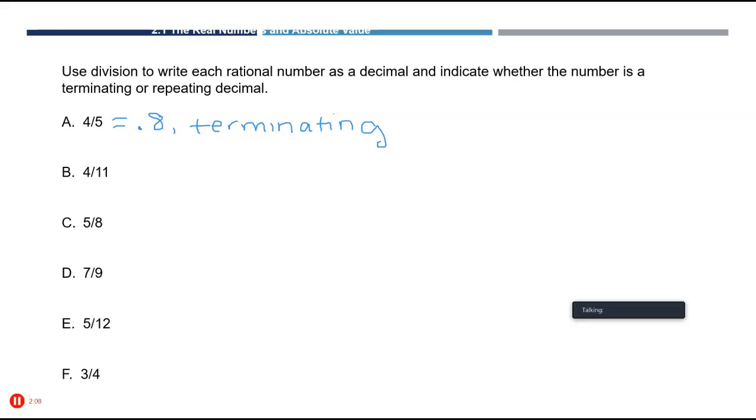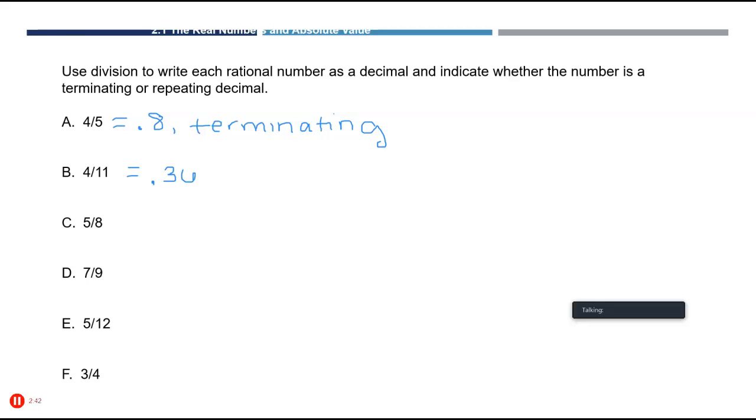Okay, 4 divided by 11. So when you do 4 divided by 11, you get 0.36, 36, 36, 36, etc. So when that number repeats itself, we really only want to write up to where it starts to repeat.